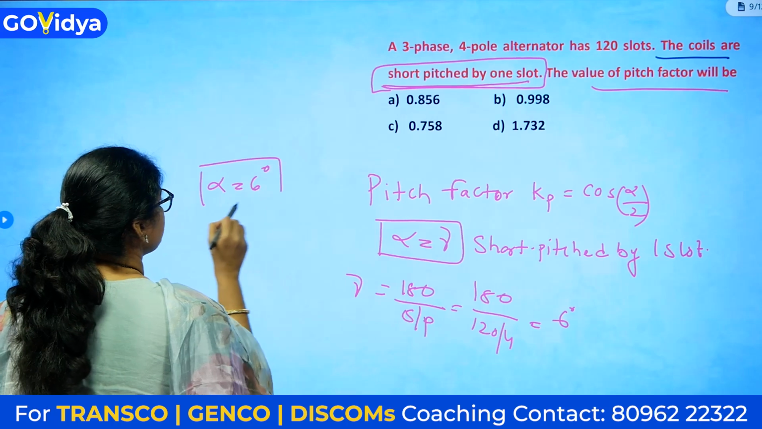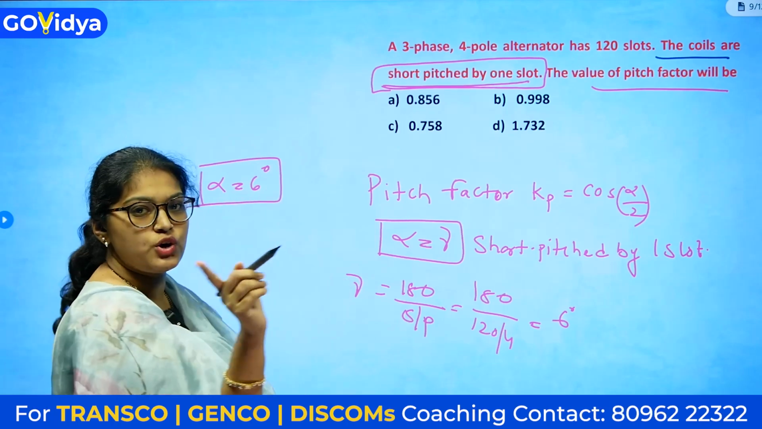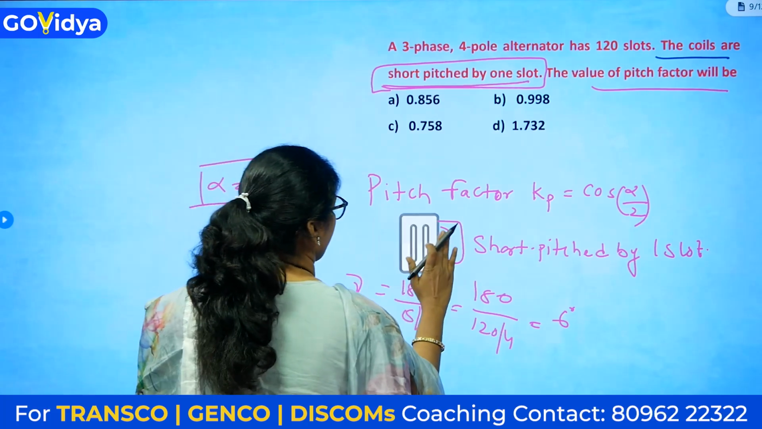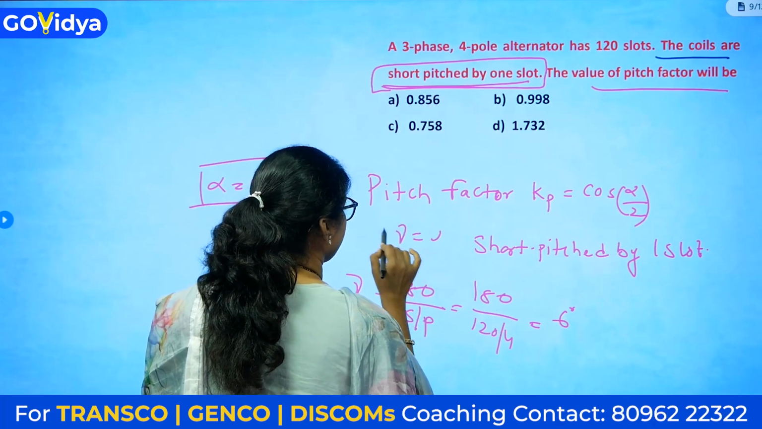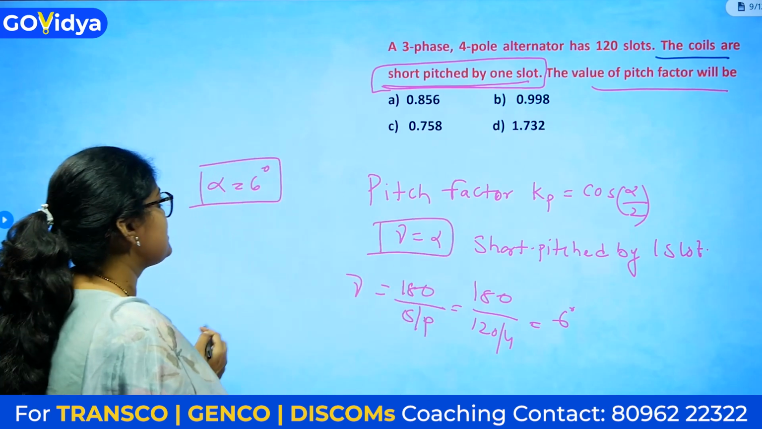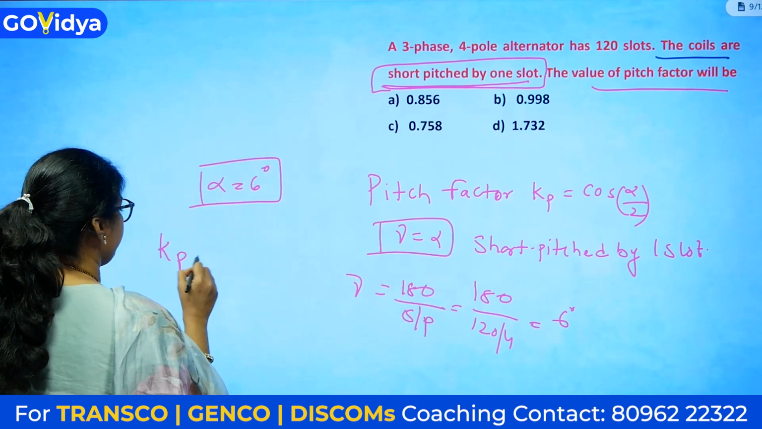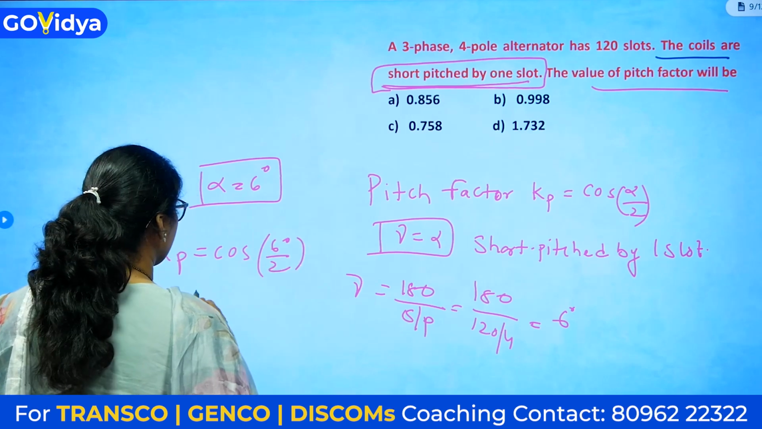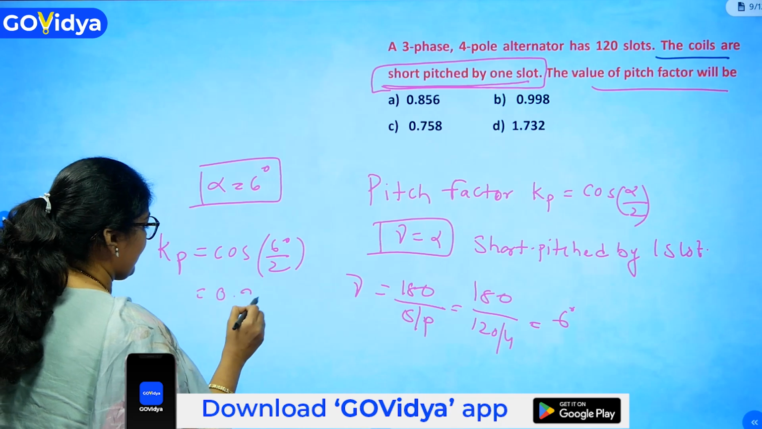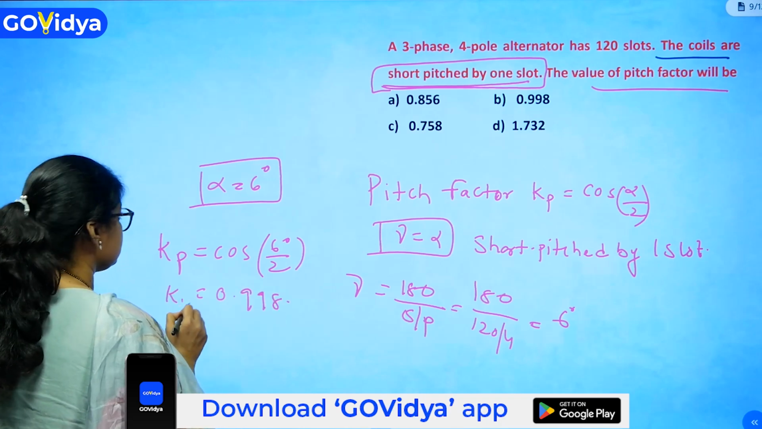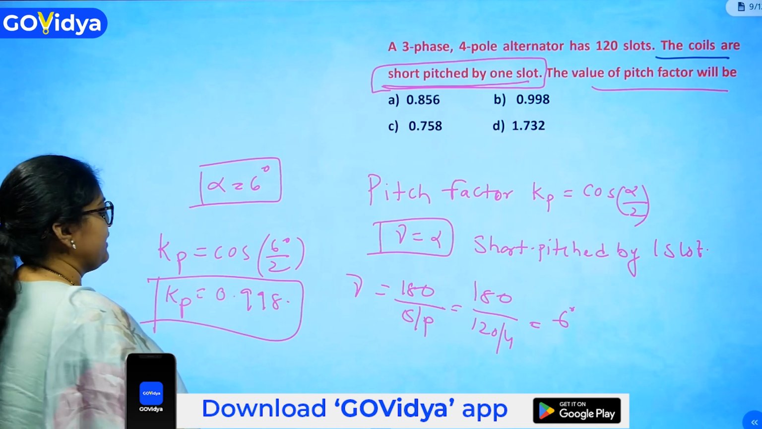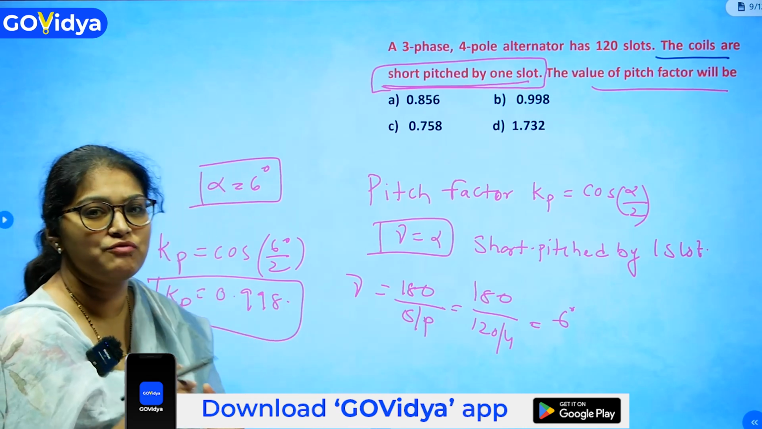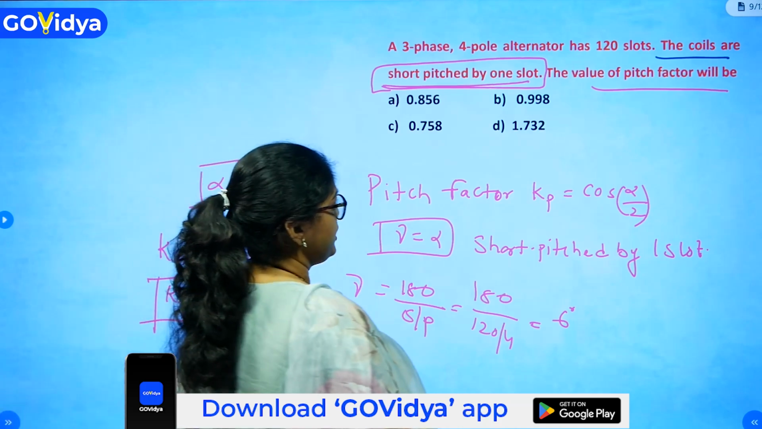Yes, because it is short pitched by one slot, I have taken gamma is equal to alpha. Gamma is equal to alpha. Clear? So we'll substitute that. Kp is equal to cos of alpha by 2, that is 6 degrees by 2, cos 3, you will get around 0.998. So the pitch factor is 0.998. Clear? Because in the question they have mentioned the coils are short pitched by one slot. Clear? So let's move to the next question.